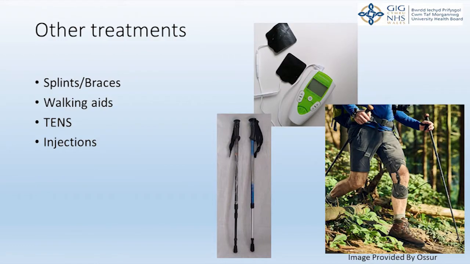Other ways to improve pain can be to use splints or braces. Particularly if your OA is on one side of your knee, then an offloader brace can be used. Walking sticks and crutches can help reduce pain by reducing the stress being placed on the knee. A TENS machine is something that can improve pain, and some people find these very useful.